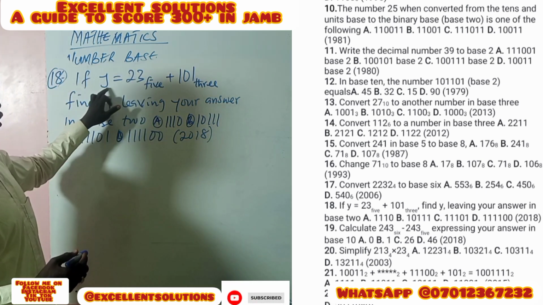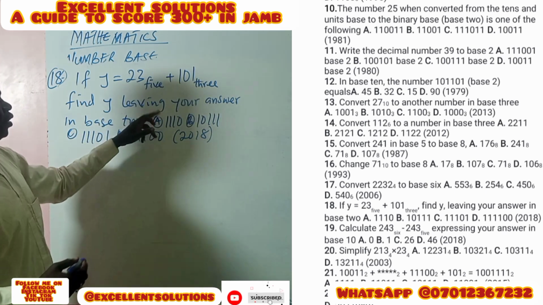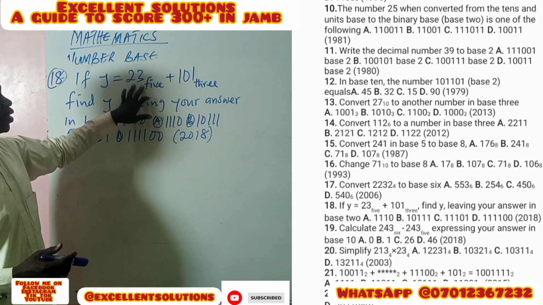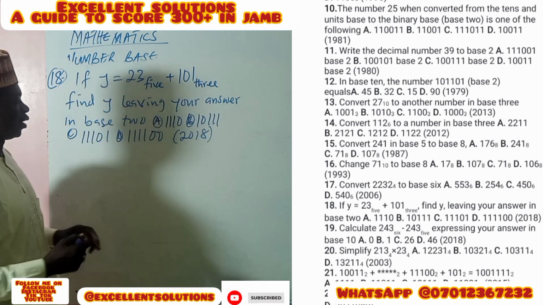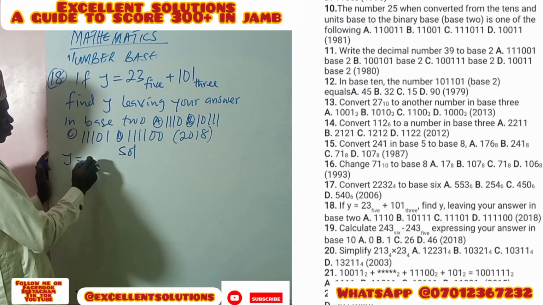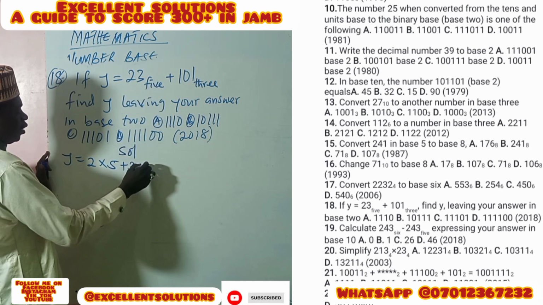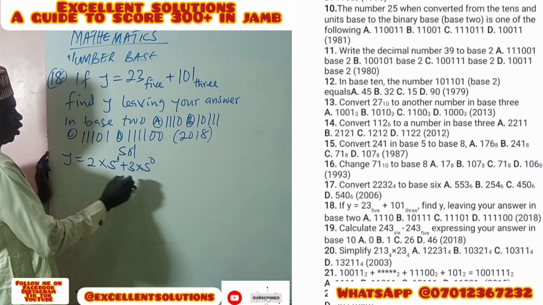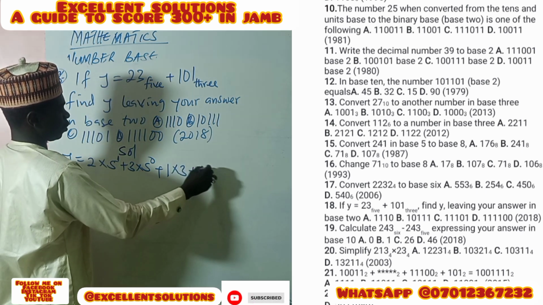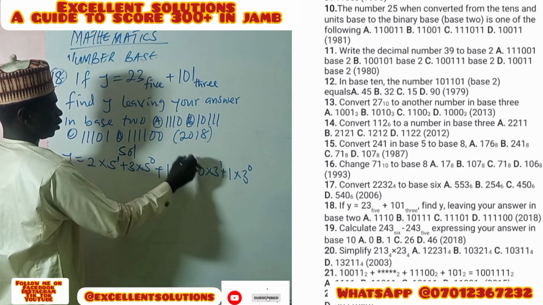Question 18 says, if y equals 23 base 5 plus 101 base 3, find y, giving your answer in base 2. So the first thing is, we convert this one to base 10, and this one also to base 10, then we add. So y is now equal to 2 times 5 plus 3 times 5, we give this power 1 and this power 0, then plus 1 times 3 plus 0 times 3 plus 1 times 3, with powers 2, 1, and 0.